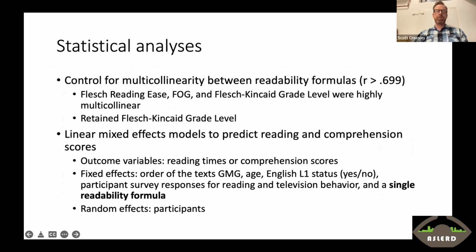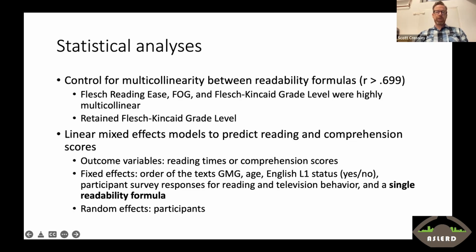First, we wanted to control for multi-collinearity between readability formulas. This is basically the idea that many of these readability formulas that measure text difficulty in similar ways are measuring the exact same construct. So Flesch Reading Ease, FOG, and Flesch-Kincaid grade level were all highly multicollinear. So we just retained the Flesch-Kincaid grade level because it's the most common.